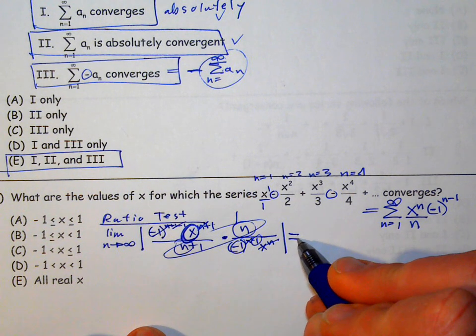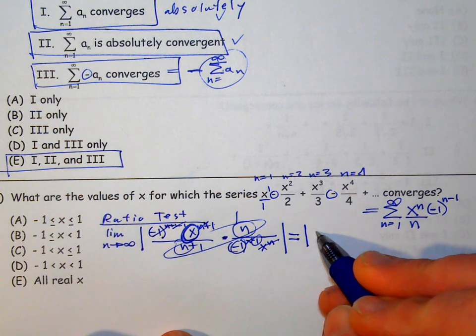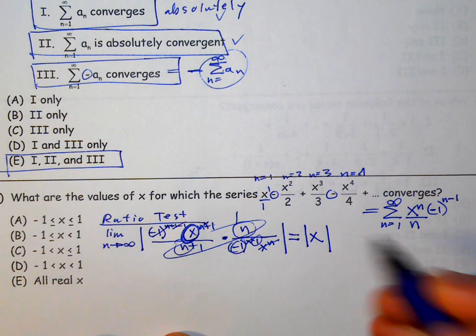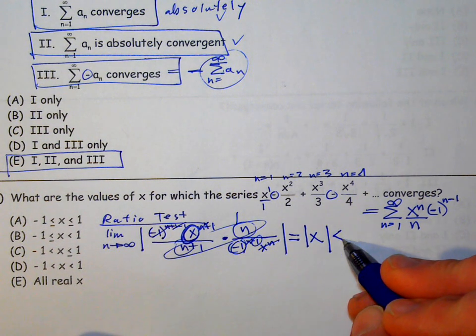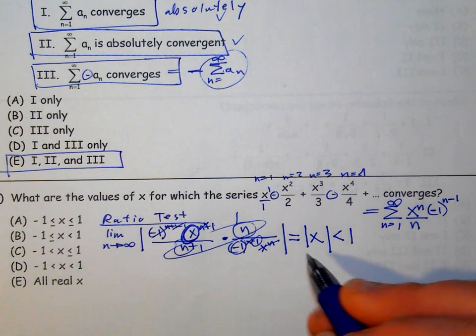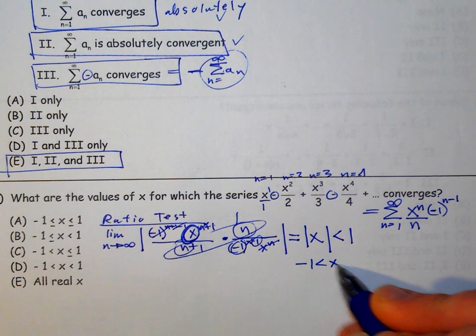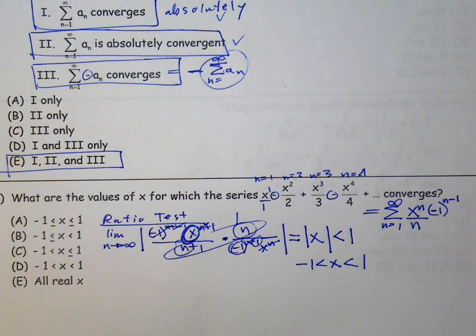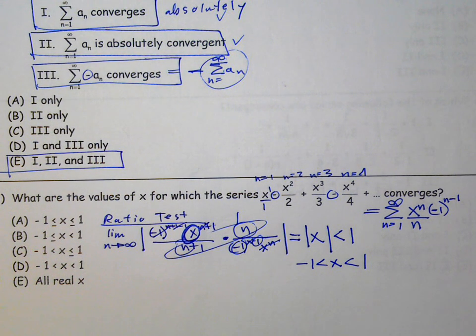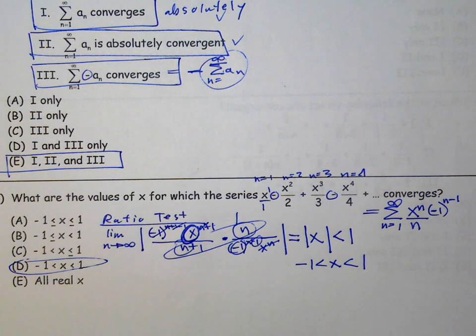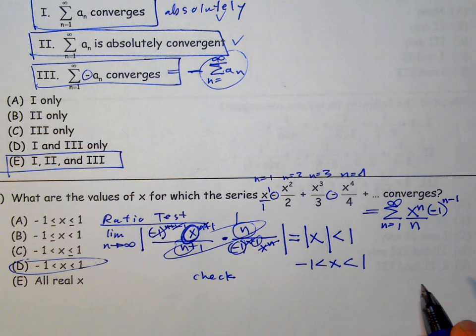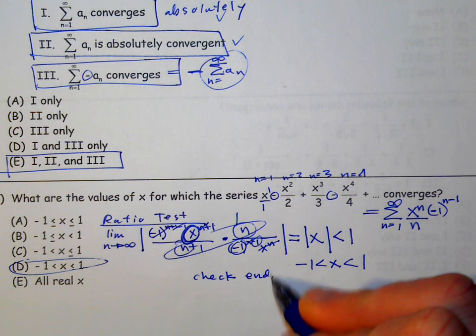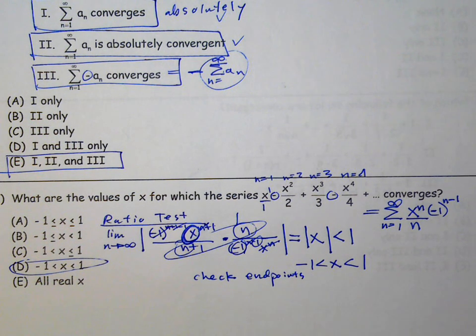So what we get is the absolute value of x, and we can get rid of the -1 because we're taking absolute values. And it needs to be less than 1. So that means x is between -1 and 1. Now, you might feel really good and go with answer D, but you would be wrong because you've neglected a very important thing that we're always supposed to do on intervals of convergence for power series: we need to check the endpoints, and that's where there's a good amount of work.